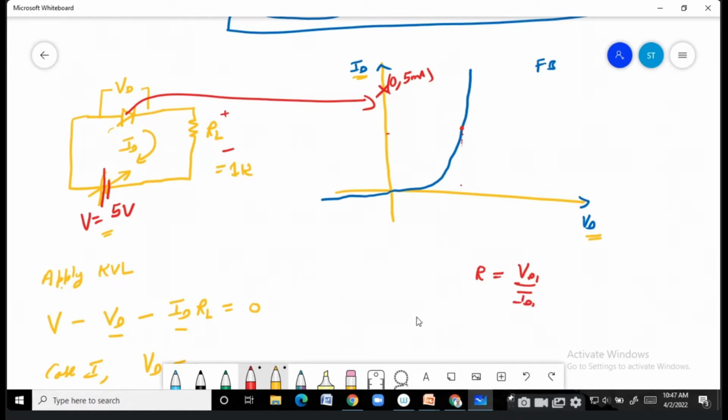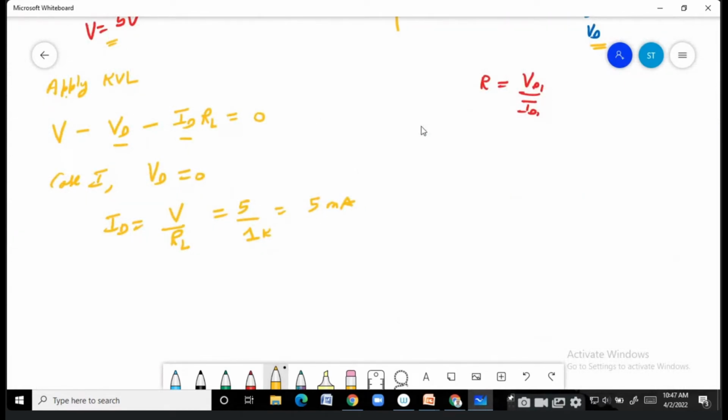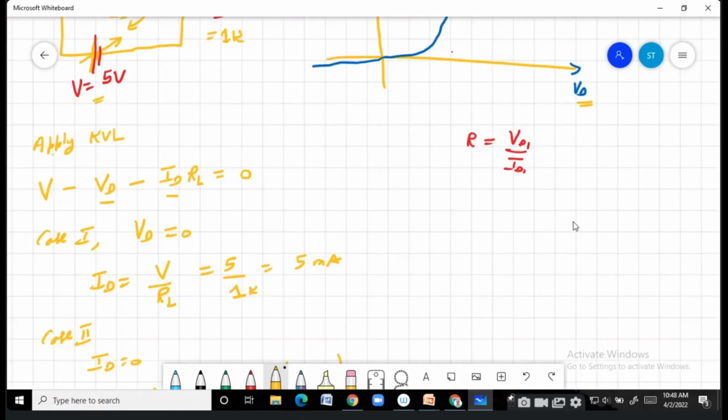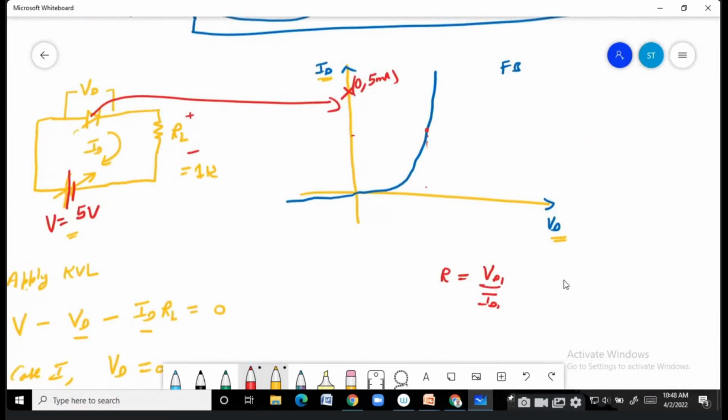Now to get a point on the x-axis, I go to case 2. I say that ID is equal to 0. When ID equal to 0, the diode current is 0, it means I am lying on the x-axis. So if ID equal to 0 in this equation, then I get VD equal to V. In our case, V is 5 volt. So I get a point on the x-axis like this, 5 and y-coordinate 0. So I got 2 points.